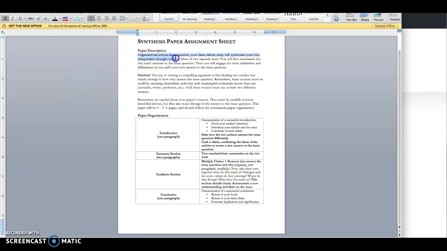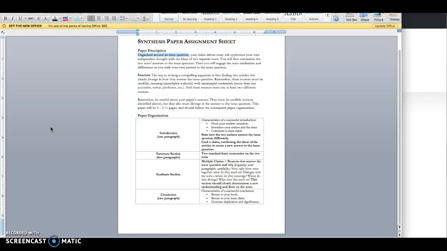So the paper itself is organized around an issue question. So let's say your topic has been homeschooling. You're going to ask an essential issue question, and this question is actually really important. You've created one before, a couple lessons ago, probably 2 weeks ago, a week and a half ago, I can't quite remember, and you submitted it in a text box, and I gave some feedback on those issue questions, but your issue question is actually going to be the focus of this paper and your final paper.